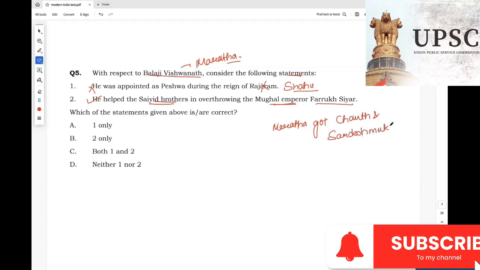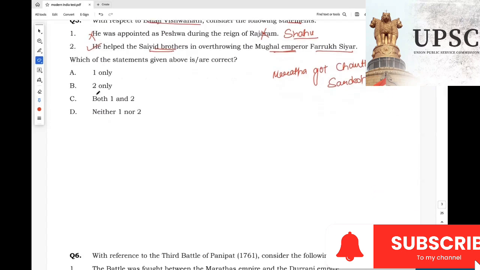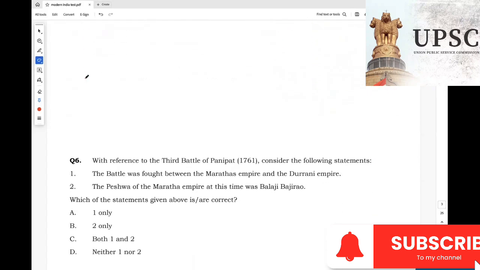Yes, they got Chauth and Sardesh Mukhi from the Mughals. So statement number 2 is correct. Moving to the next one.